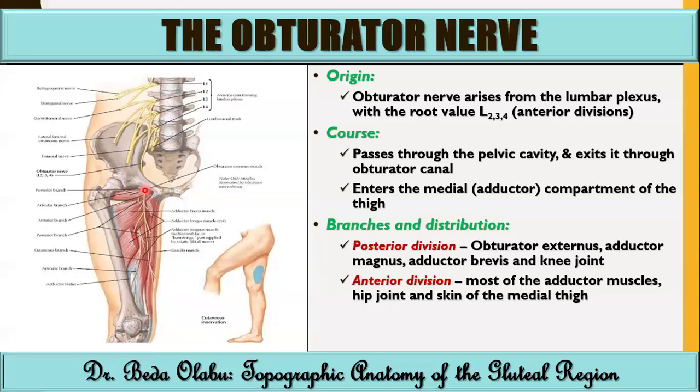It supplies the gracilis muscle. It also supplies the pectineus muscle. Those are the other adductor muscles. This anterior division also sends a sensory branch to the hip joint and also supplies a small skin on the middle aspect of the thigh, that region.